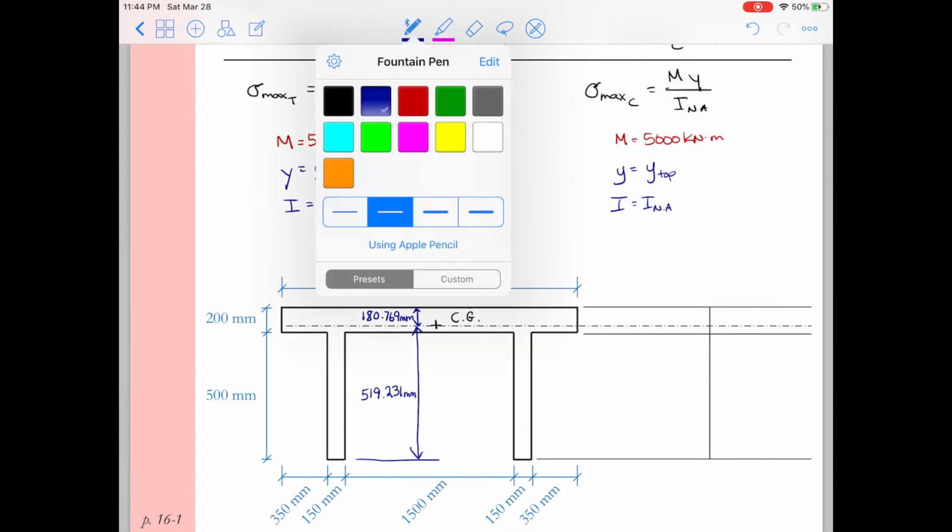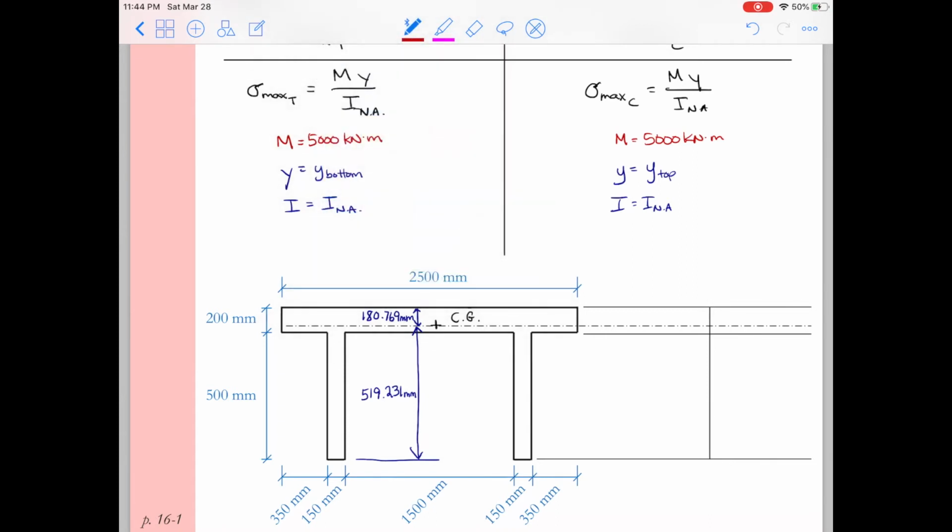All right, remember we said that for this beam, the bottom of the beam was going to be in tension and the top was going to be in compression. So if we're interested in sketching the stress profile, which we are, I'll go ahead and label the tension and the compression on our stress profile.